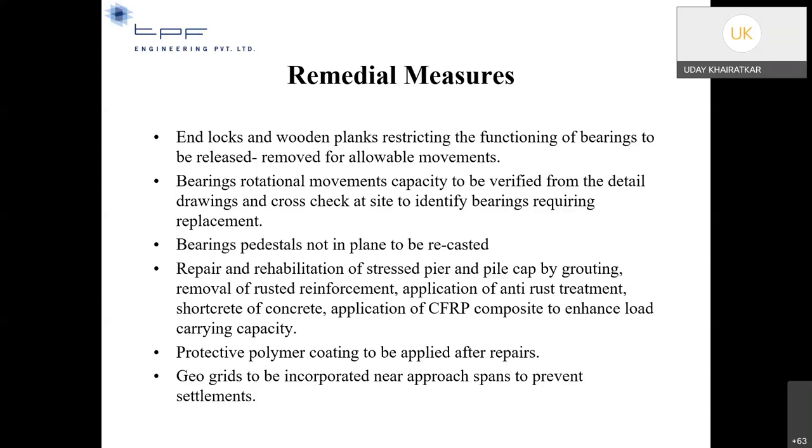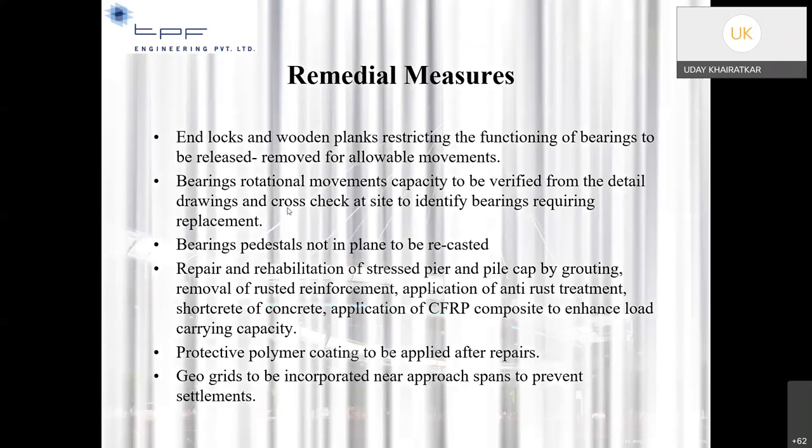demolished and recasted. Repair measures of stress pier and pile cap by grouting, removing rusting reinforcement, application of anti-rust treatment, shotcrete of concrete, application of CFRP or composite to enhance load carrying capacity, protective polymer coating to be applied after repairs, geogrids to be incorporated near approach span to prevent settlement. These were the remedial measures that we had suggested.